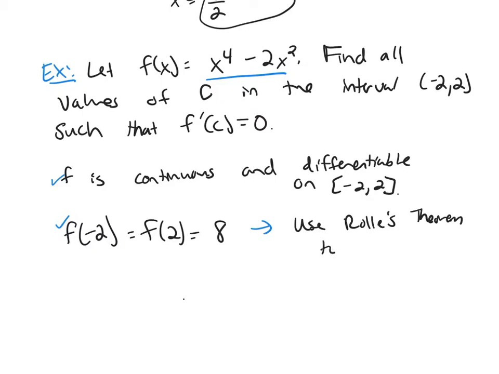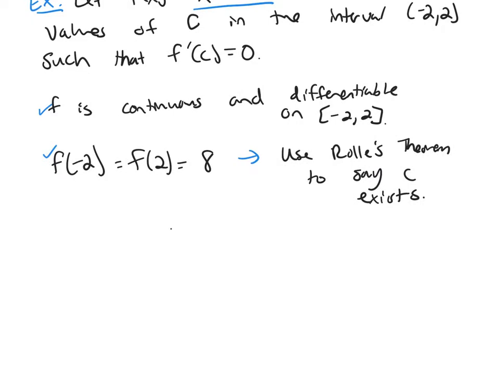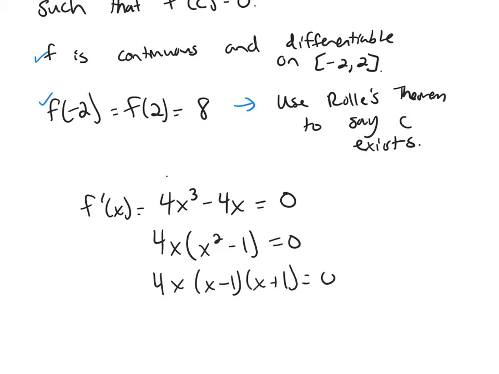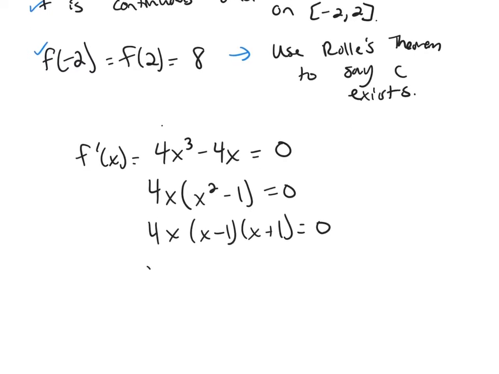Rolle's theorem says that c exists, that I can find one of these values, and let's see if we can find them. So f prime, take the derivative of my function, it will be 4x cubed minus 4x. Set it equal to 0 and solve. I can factor out a 4 and an x out of both terms. So this factors into x minus 1, x plus 1. And I get 3 solutions. I get x equals 0, 1, and -1. So there were actually 3 values where the derivative was 0.